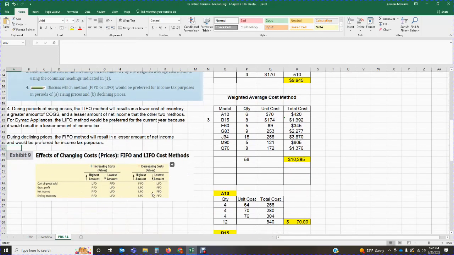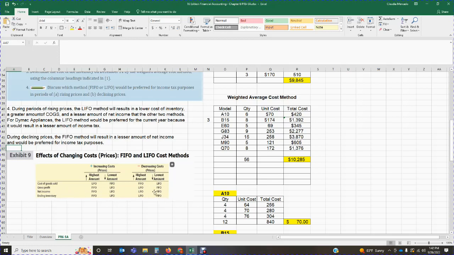During declining prices, the FIFO method will result in a lesser amount of net income. Remember, taxes are paid on the amount of net income. The more net income, the higher your taxes. So, if we have decreasing prices, then for us to report a lower amount of net income, we would utilize the FIFO method. That will yield us a lower amount of net income.